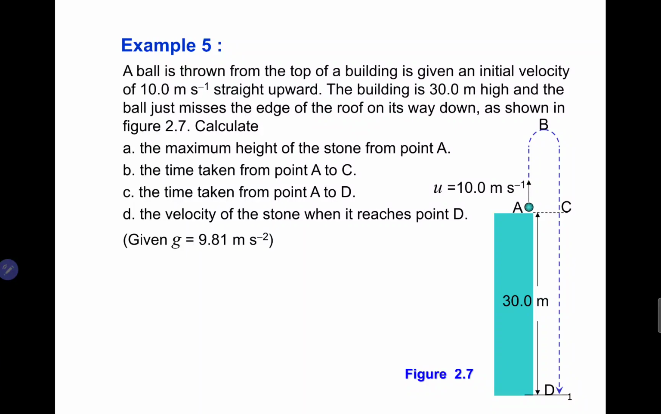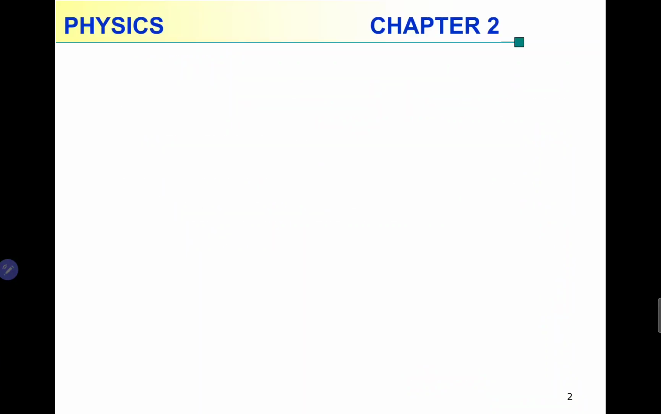So for today I will discuss example 5 and 6. Example 5 is on freefall motion, which will be projectile motion with an angle of 0. That means the object will be moving in the vertical direction only. For example, we have a ball thrown from the top of a building. The initial velocity is given.